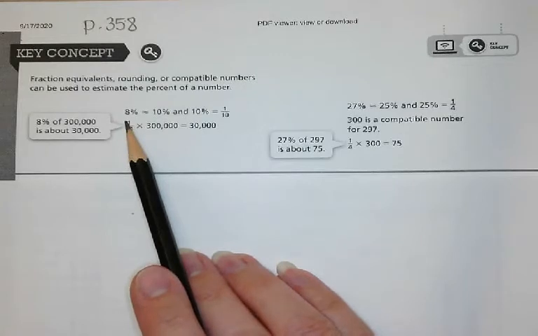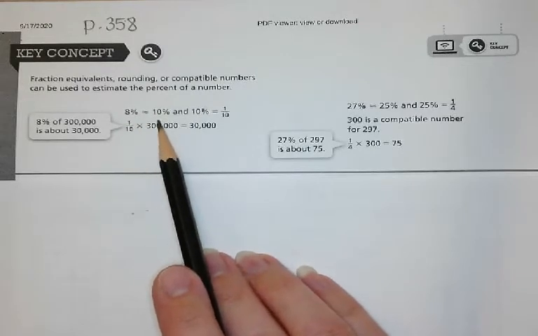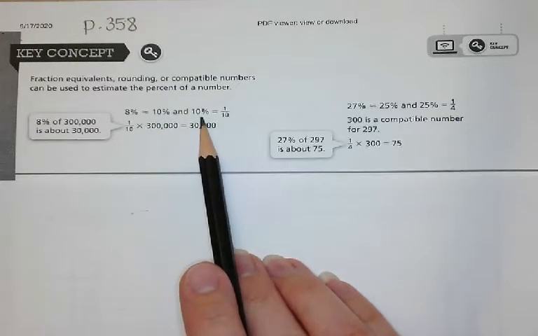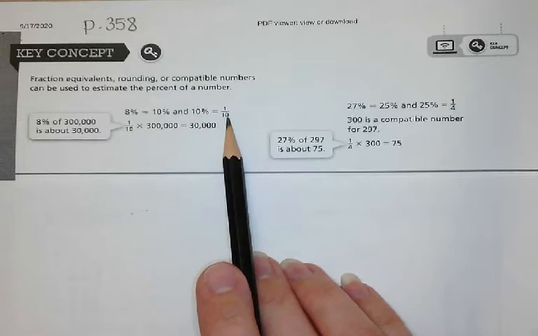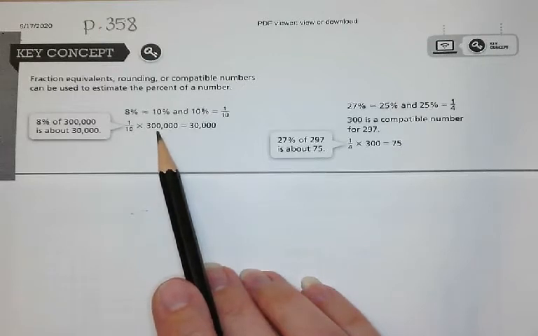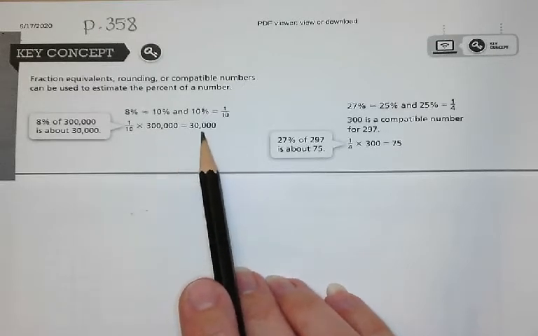If you look at the 8%, which is given, we could round that to approximately 10%. And 10% written as a fraction is 1 out of 10. You can multiply 1 out of 10 times 300,000 and you get 30,000.